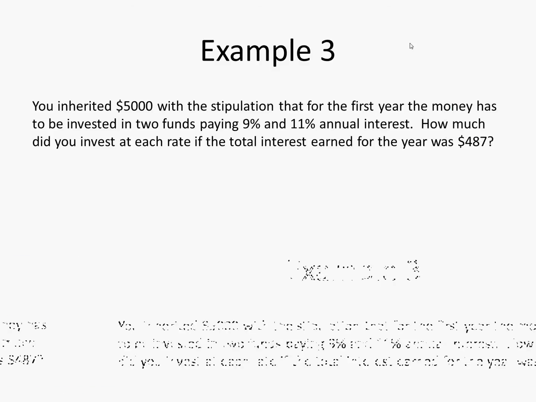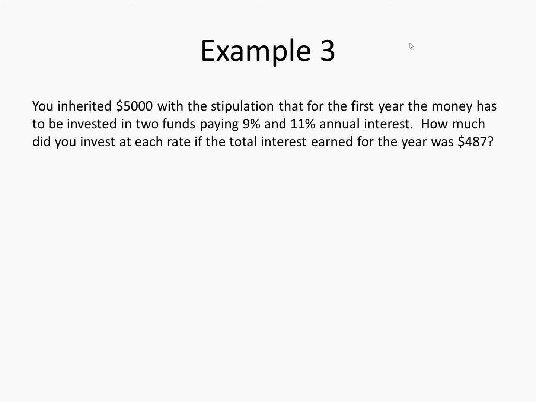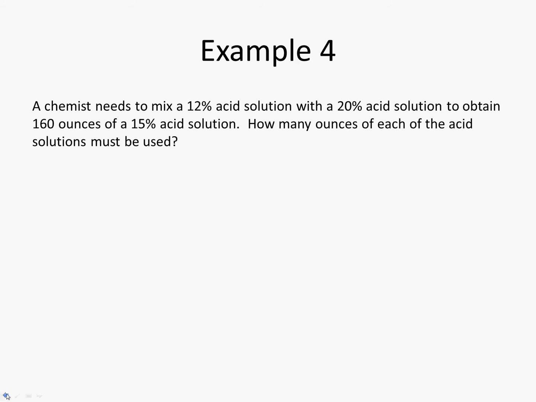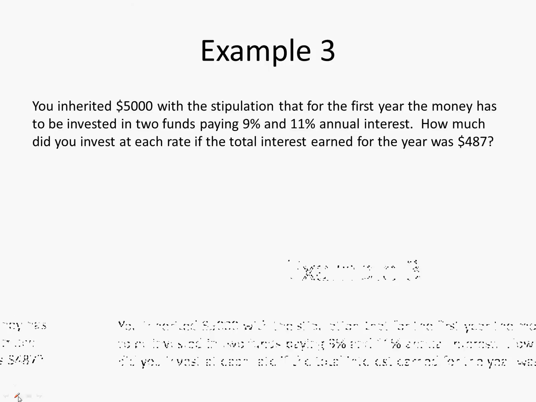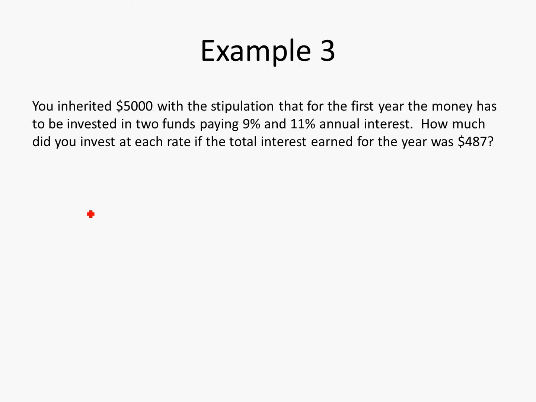Okay, example 3. It says here that you inherited $5,000 with the stipulation that for the first year, the money had to be invested in two funds paying 9% and 11% annual interest. So it asks how much did you invest at each rate if the total interest earned for the year was $487.